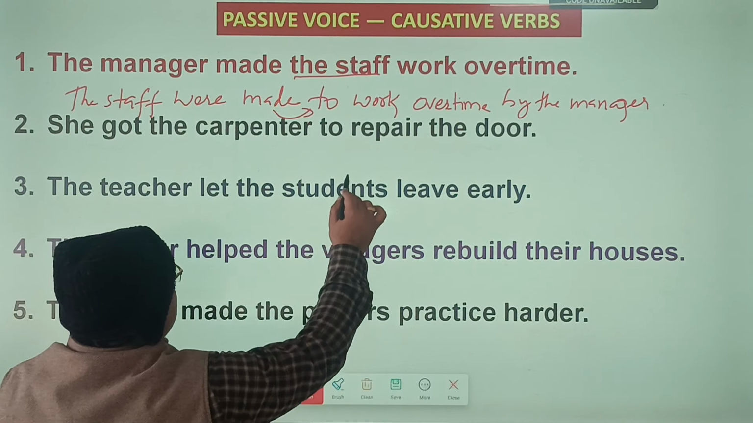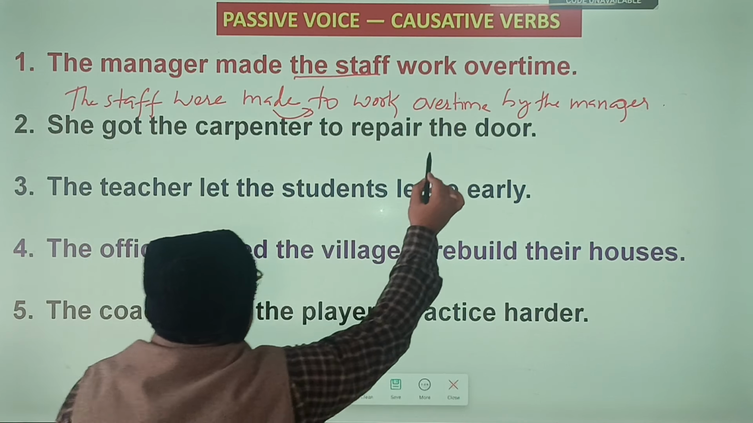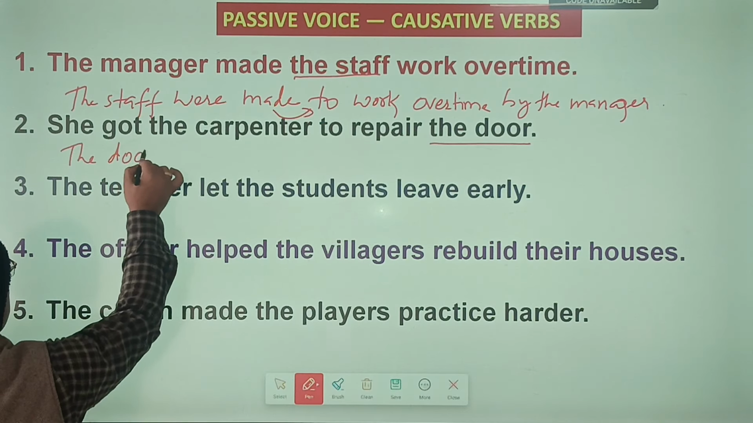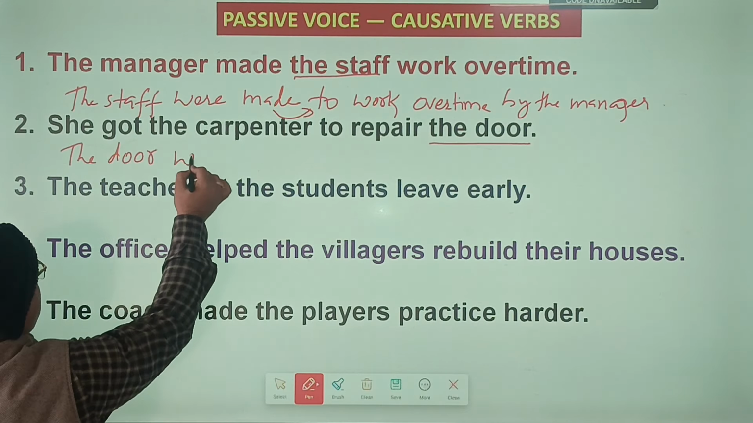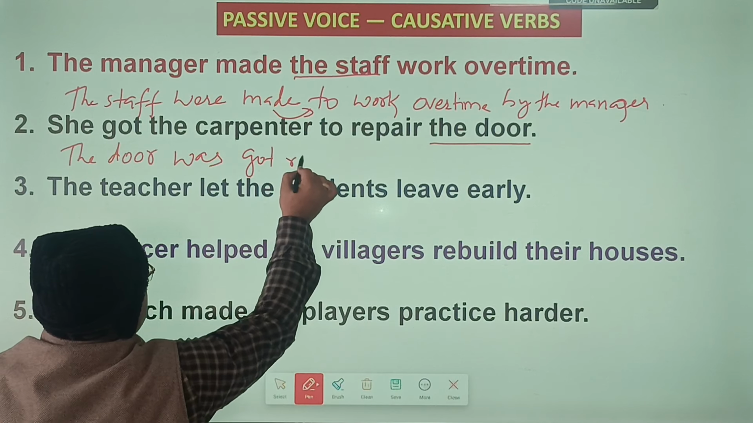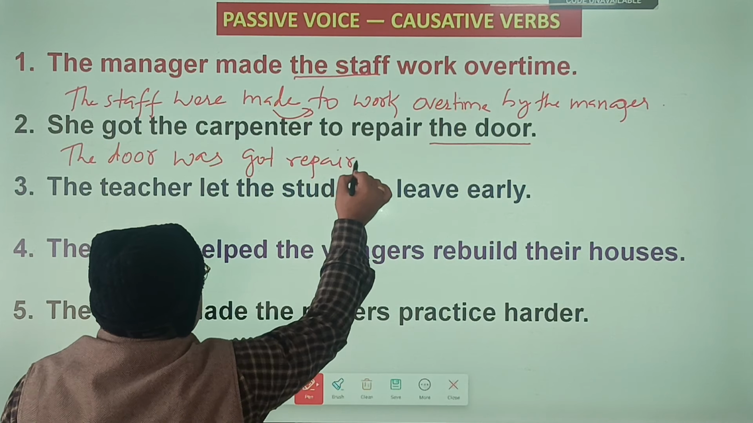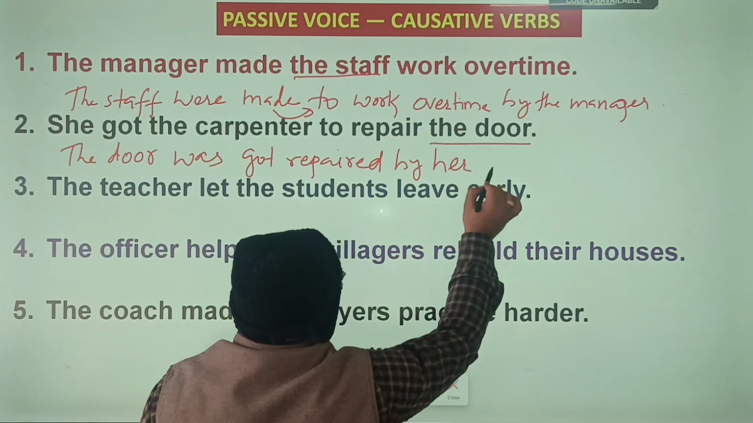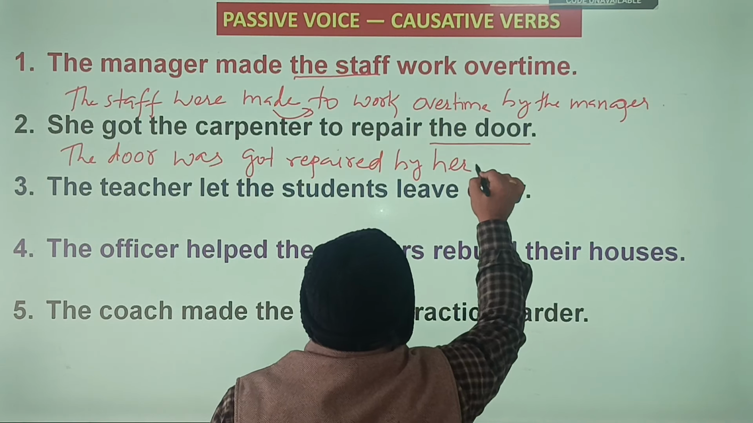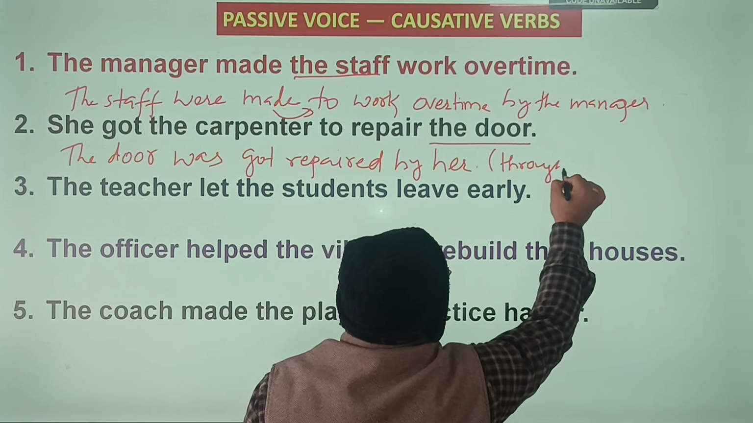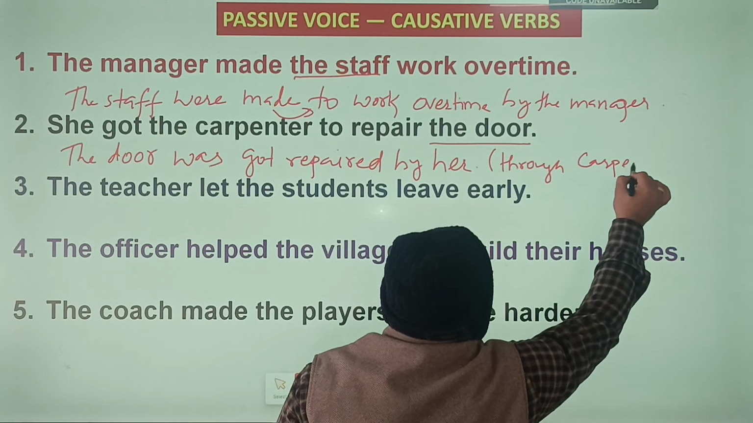She got the carpenter to repair the door. What is the object here? The door. Simple past: the door was got repaired by her. It is okay, otherwise you can write "through the carpenter".